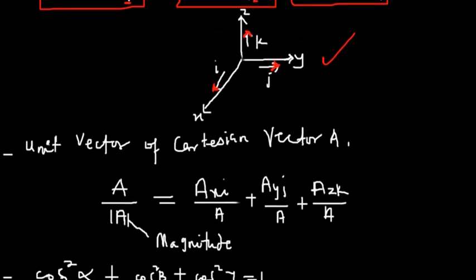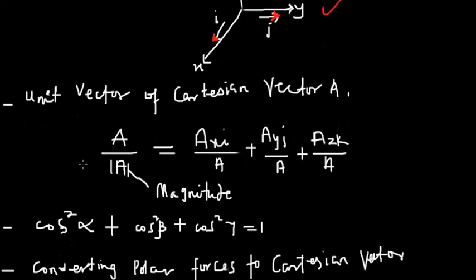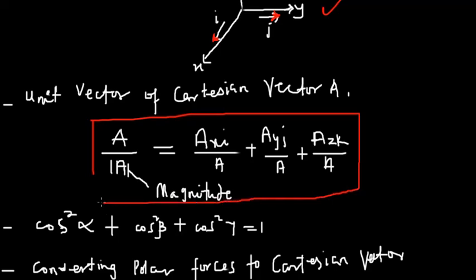Okay, right. So as always, this is how you find the unit vector for a Cartesian vector. It's the same as finding the unit force for any Cartesian force. You just divide the main force by the magnitude, just like here. It's just as simple as that.